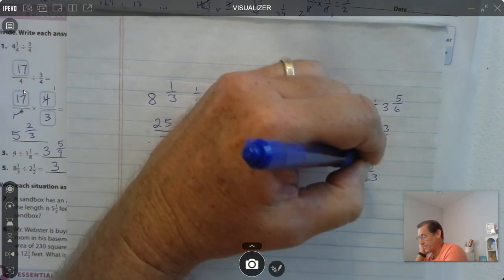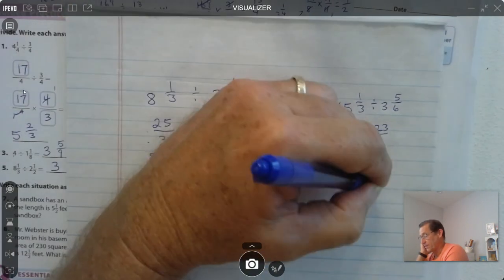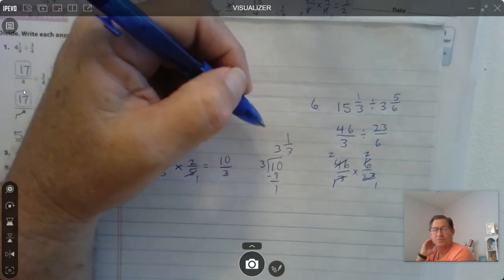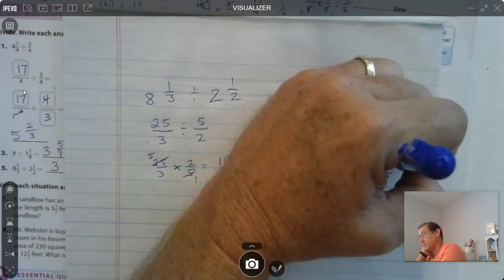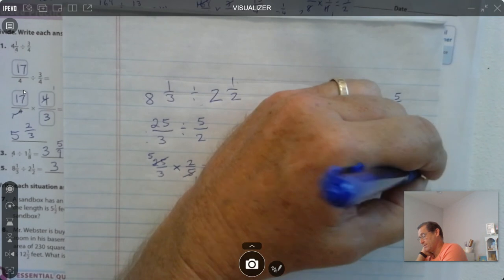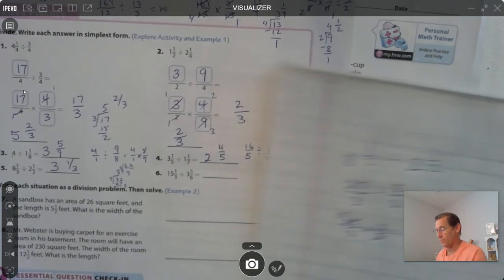3 is a common factor of 3 and 6. 23 is a common factor of 46 and 23. So 2 times 2 is 4 over 1. Our answer is 4.